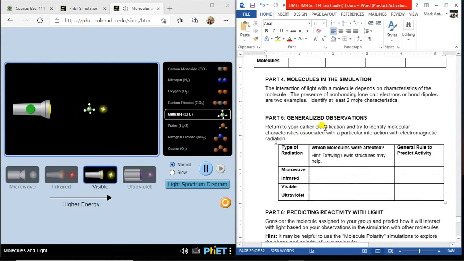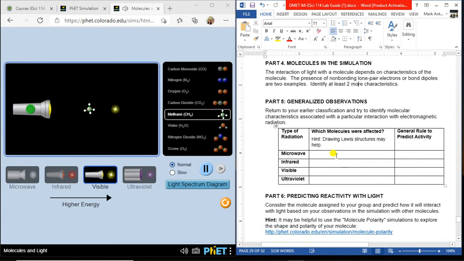Part 5, generalized observations. Return to your earlier classification and try to identify molecular characteristics associated with a particular interaction with electromagnetic radiation. Okay, so first list which molecules are affected.